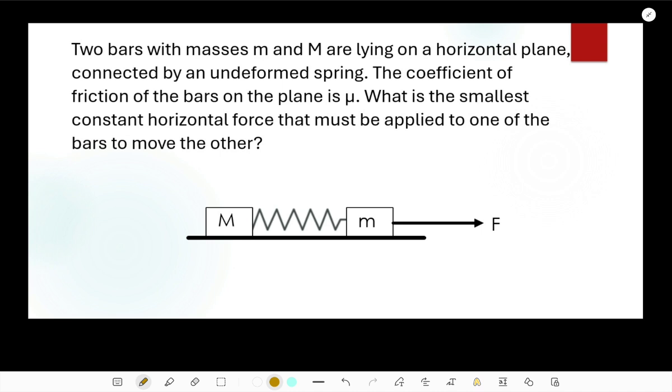Smallest. I'm using the word smallest. I have used the words least, greatest and least, but talking physics, I got my freedom from the subject, and I'm using the word smallest. What is the smallest constant horizontal force that must be applied to one of the bars to move the other?